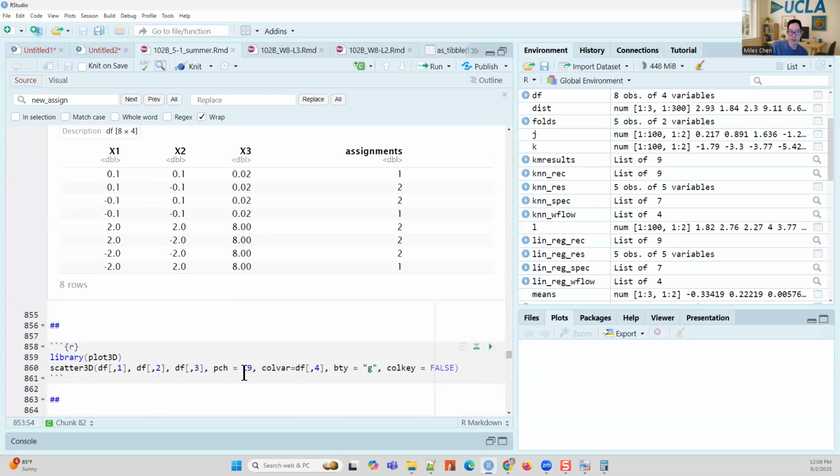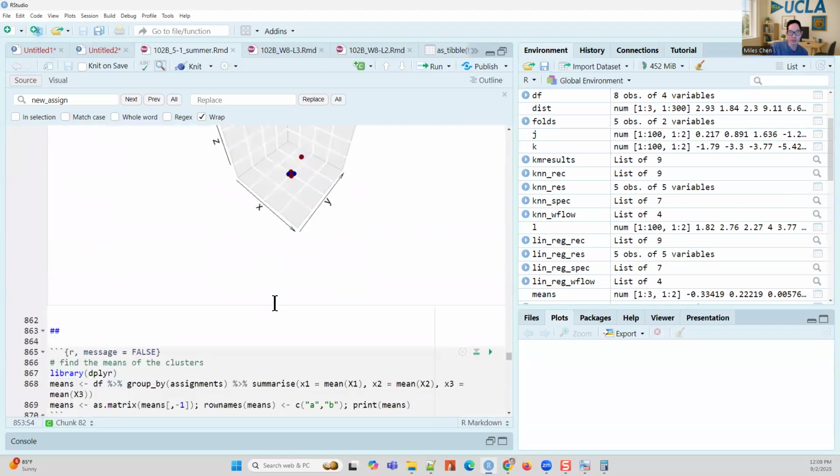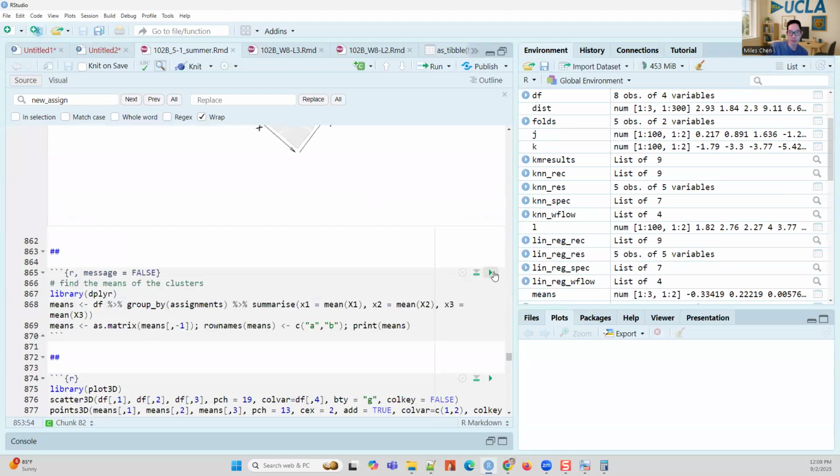And so I'm going to do a 3D plot of this. Here we randomly assign points to just two of the clusters. So points 1, 4, and 8 get assigned to cluster 1. Points 2, 3, 5, 6, and 7 get assigned to cluster 2. And so this is kind of what it looks like.